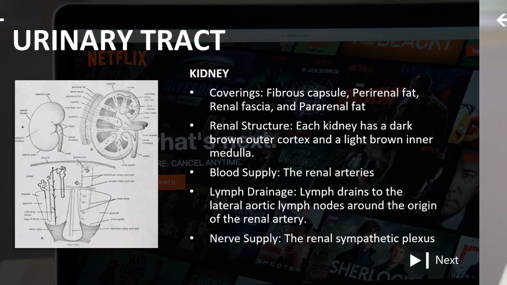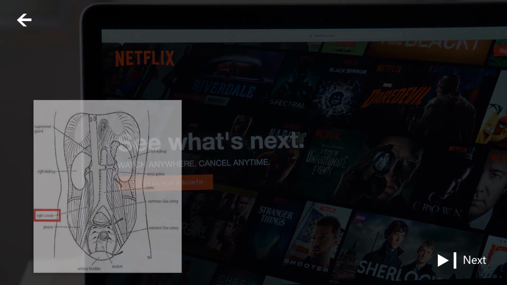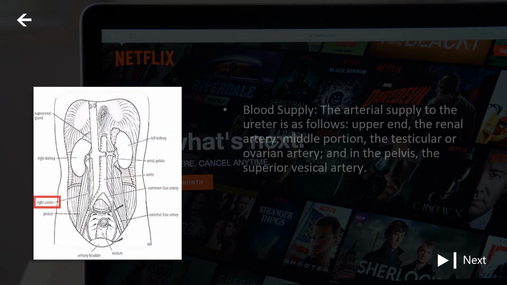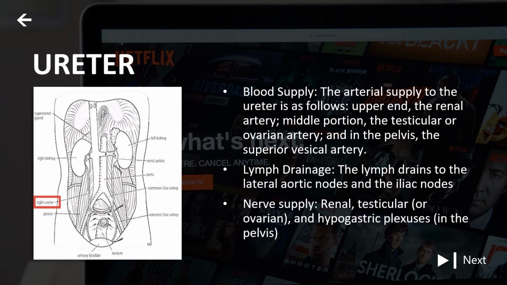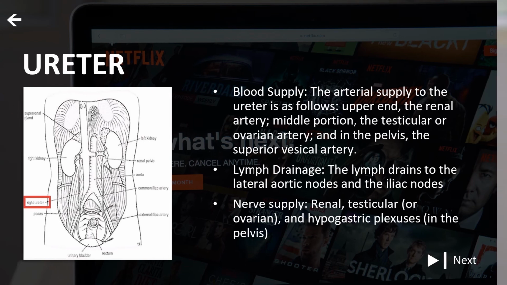The next would be the ureter, and we can see the blood supply, the lymph drainage, and the nerve supply of the ureter on the screen. The two ureters are muscular tubes that extend from the kidney to the posterior surface of the urinary bladder.